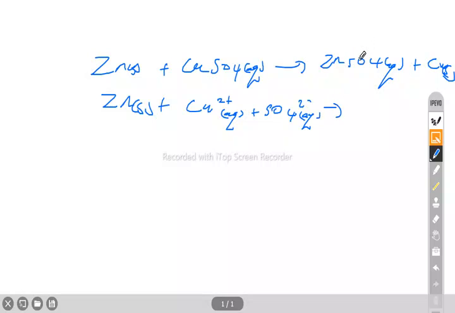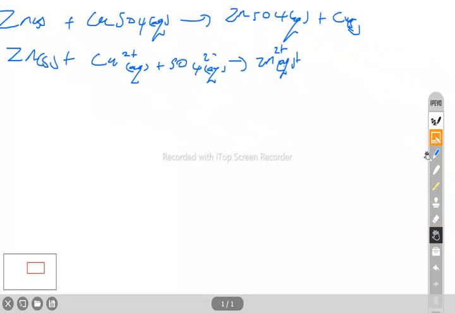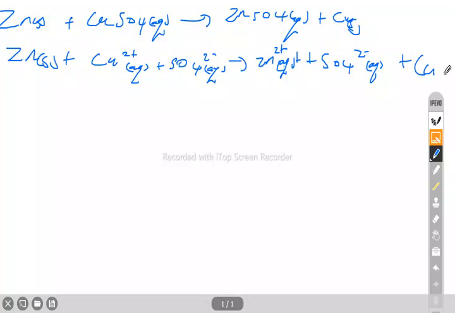Can we ionize zinc sulfate here? Is it aqueous? Good. So we end up with zinc 2 plus aqueous plus SO4 2 minus aqueous. Can we ionize solid copper here? No, we can't do it. Solid copper.